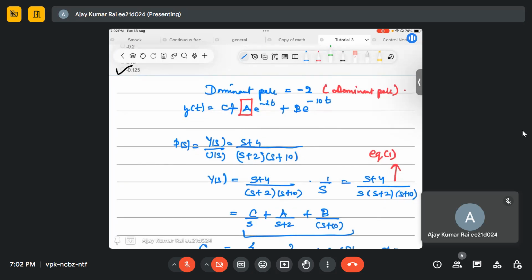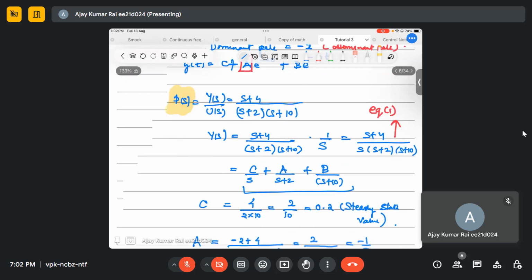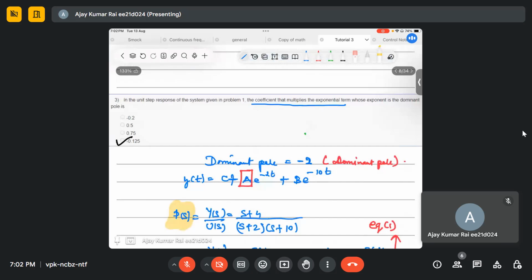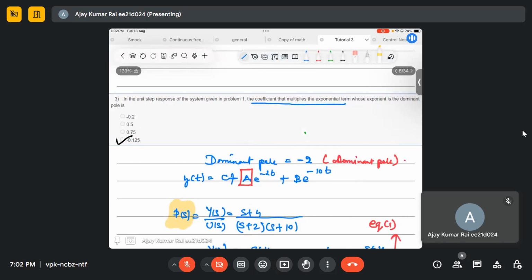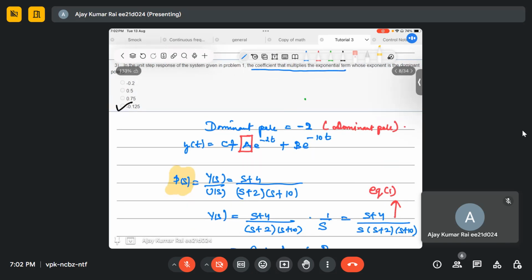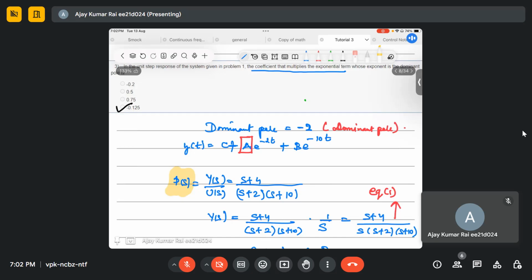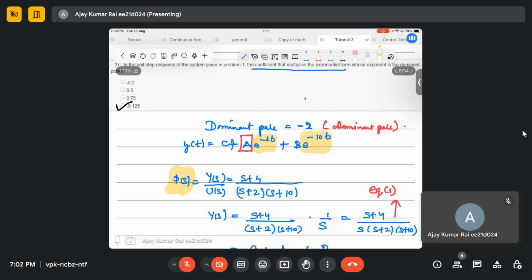So you got this P(s) equal to Y(s) by U(s) equal to this. Let me shape this. Once you got this, you can find out y(t), right? So for the unit step response of the system, we have to find the coefficient that multiplies the exponential term whose exponent is the dominant pole. What is the exponent? These are the exponent terms. So in y(t), e to the power minus 2t and e raised to power minus 10t are the exponent terms.